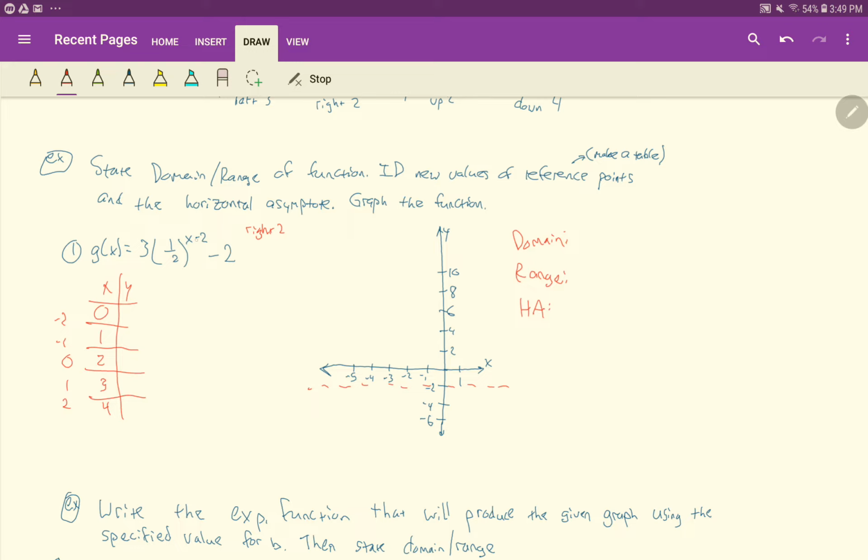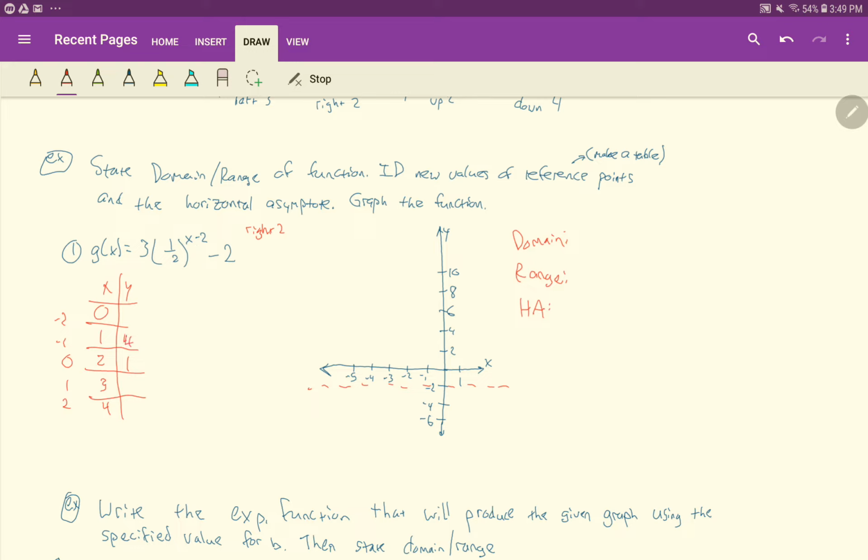So let's plug in 0. 0 minus 2. Actually, let's do an easy one. Let's do 2. 2 minus 2 is 0. 1 half to the 0 is 1 times 3 is 3. Minus 2 is 1. Okay, like that. Let's plug in 1. 1 minus 2 is negative 1. 1 half to the negative 1 is 2. 2 times 3 is 6. 6 minus 2 is 4.